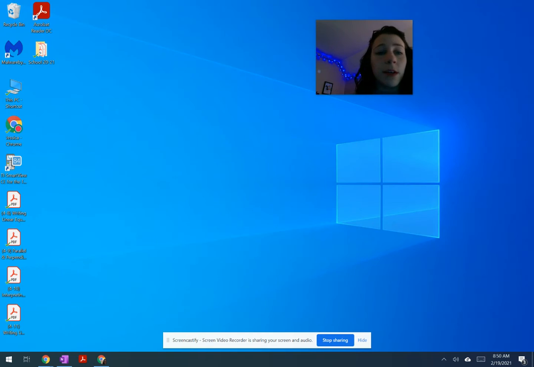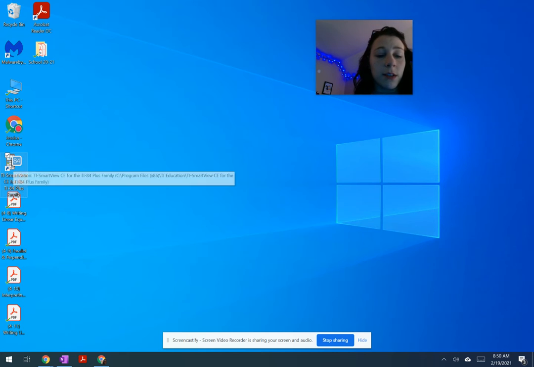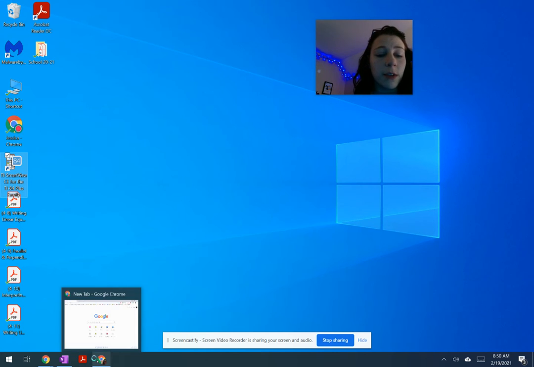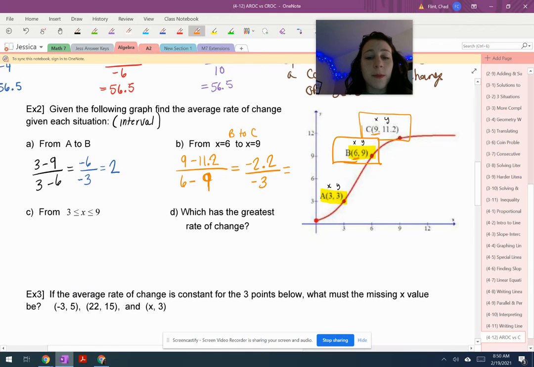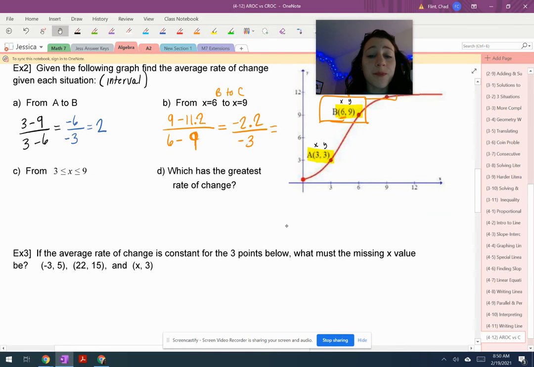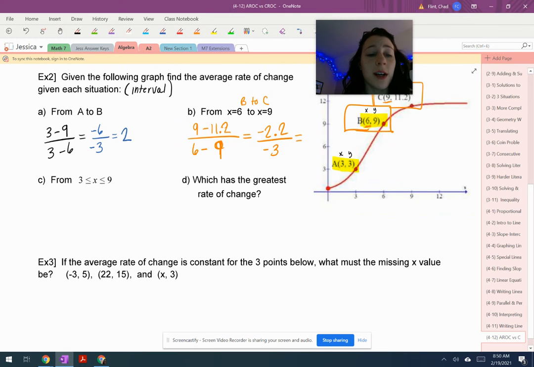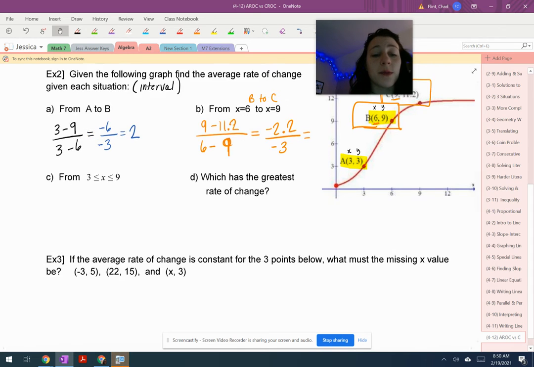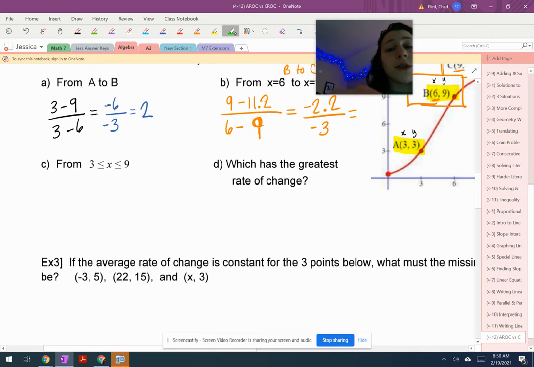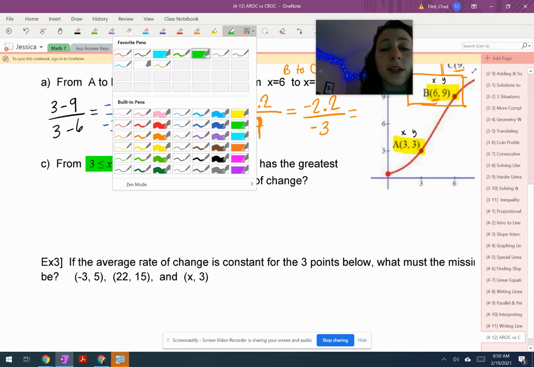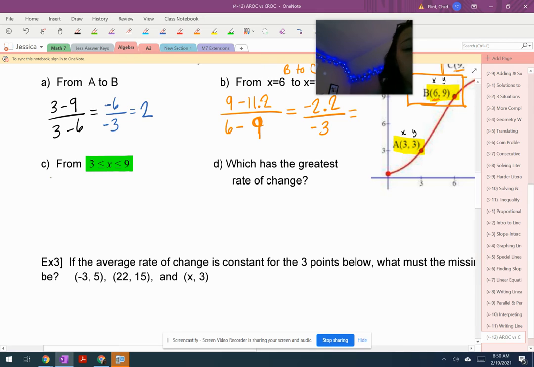Let's open up our handy dandy calculator and see what that gives for us. In the meantime, I want to start talking about this situation C over here. This is some weird looking notation, but don't freak out. We're going to see this more and we're going to talk about this more. This is what is called interval notation.